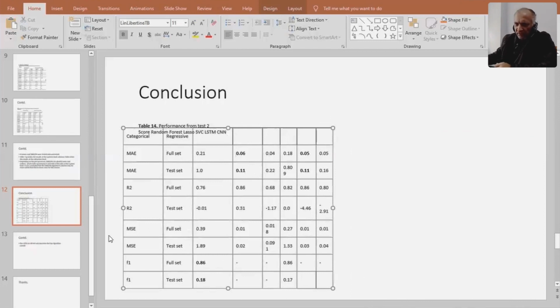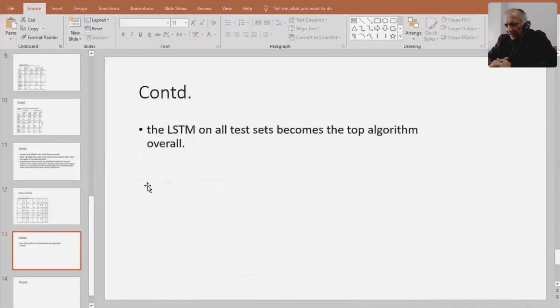It was further concluded that LSTM on all test sets became the top algorithm overall. We know that lasso performed well in test number 1, but in test number 2, and in test number 1 again, the LSTM approach was more fundamentally prevailing. So if we are not going to use a clustering approach, then yes, a lasso approach can be good for fault diagnosis.